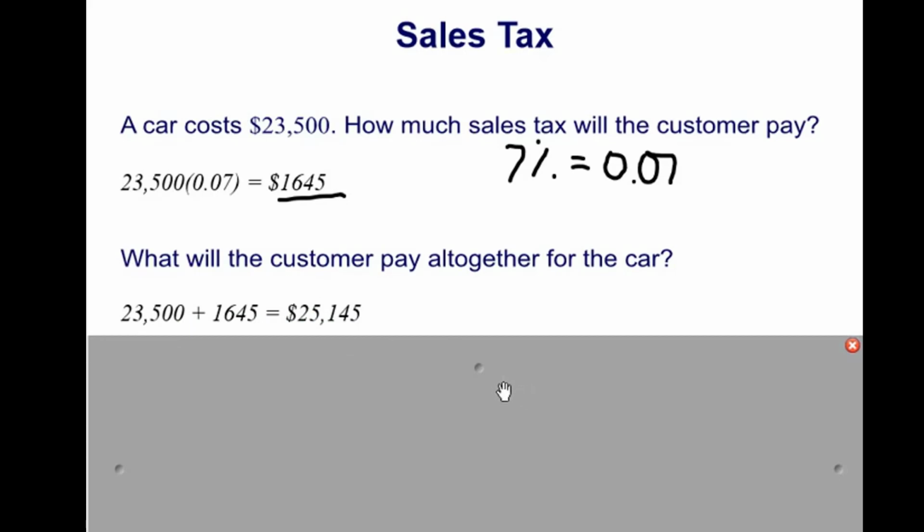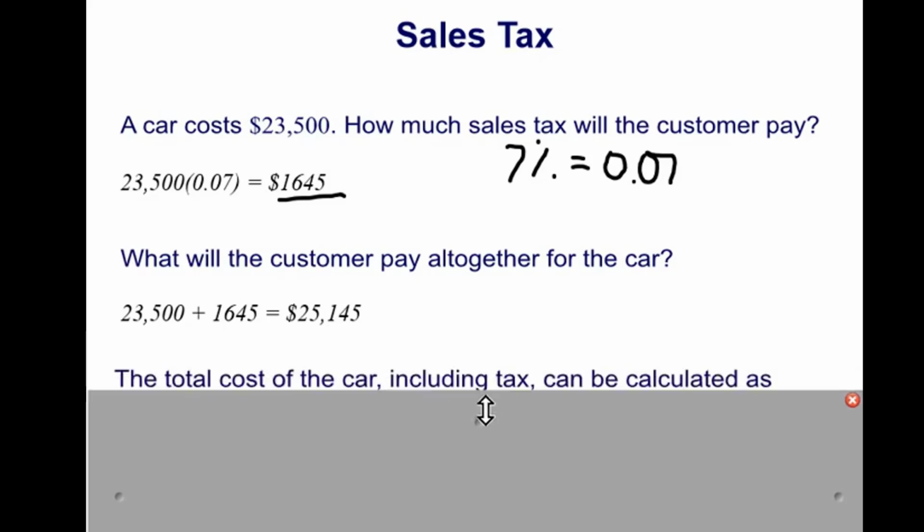$25,145. So you have to be careful, because someone might have a car budget of $25,000 and think they're able to afford the car at $23,500, but with sales tax, you actually wouldn't. So you have to consider that sales tax can be tricky.